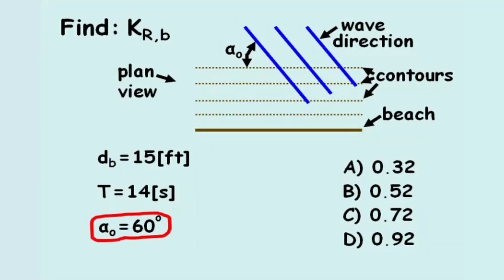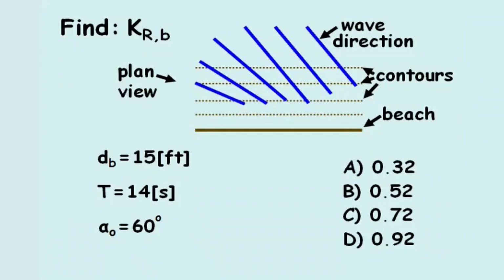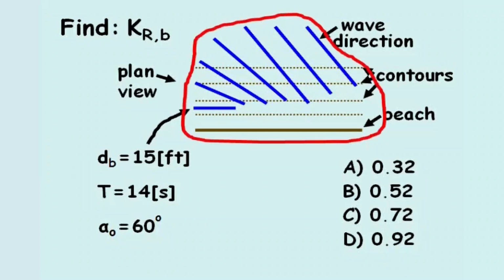Alpha naught is the angle formed between the crest line of the wave and the underwater contours of the soil for deep water conditions. As the wave encounters these contours, the wave will begin to turn in the direction of the beach until the wave breaks at the breaking depth of dB. The sketch shown here is in plan view and overly simplified.